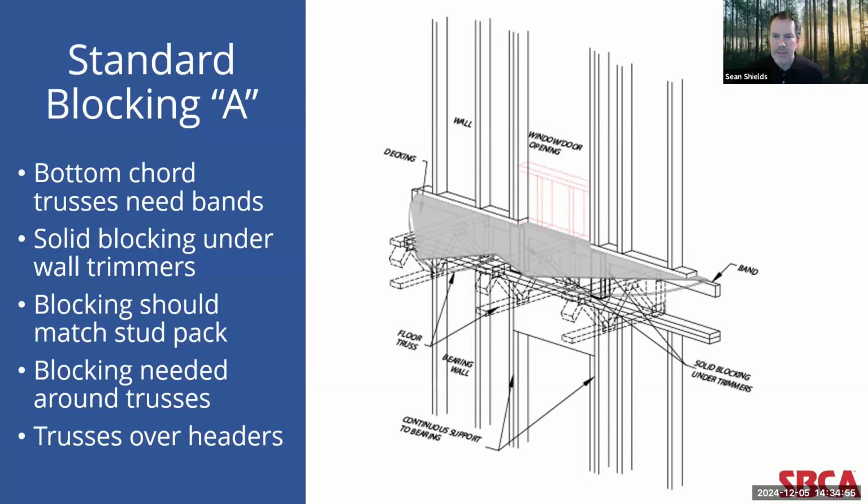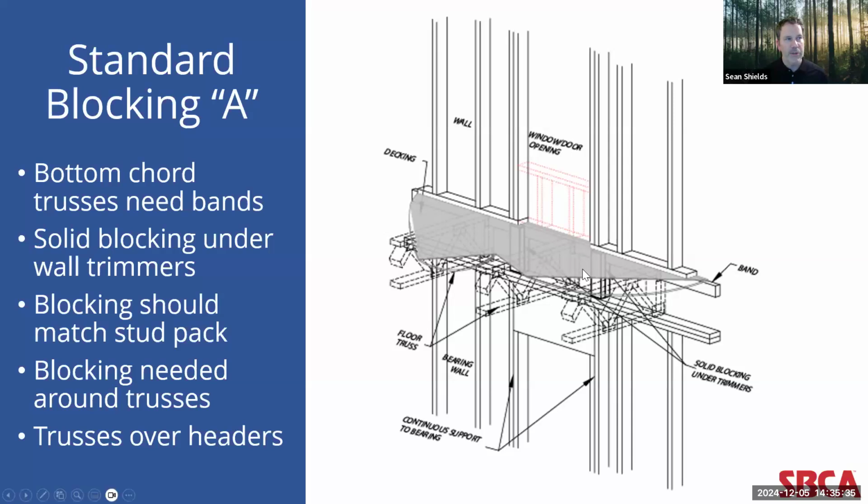Now notice in this detail that solid blocking needs to be installed in the floor cavity, and that blocking is notched to accommodate the banding for these top chord bearing trusses. Now it's important to point out that the blocking needs to be wide enough to line up underneath the entire width of the stud pack, including the jack stud, which is carrying half the load transferred through the rough opening header, and the one or more king studs in that stud pack, which are carrying the load from the roof and or floors above.